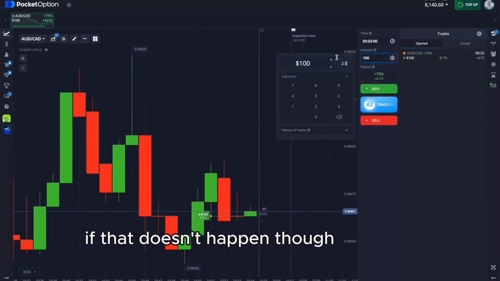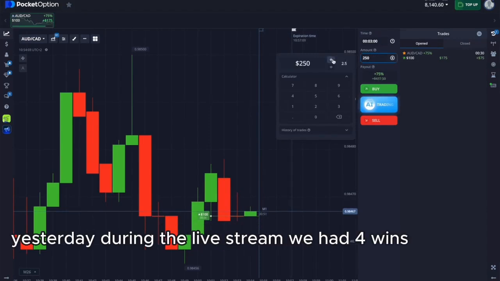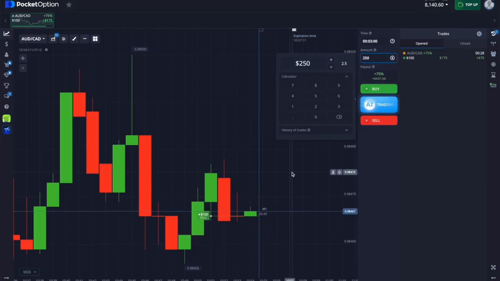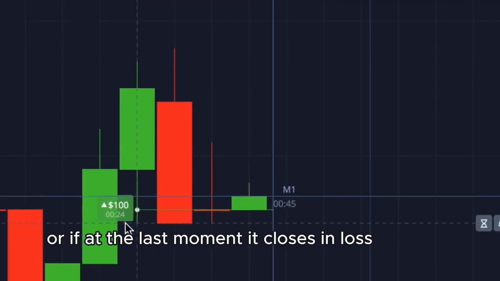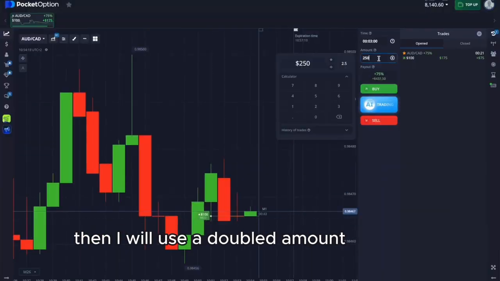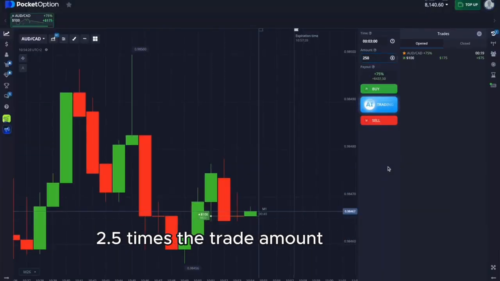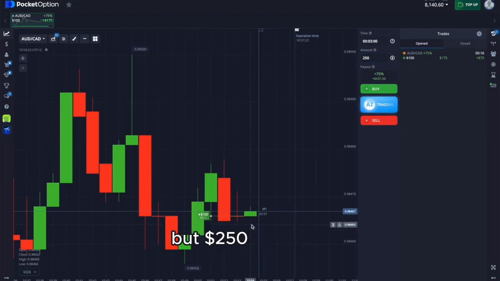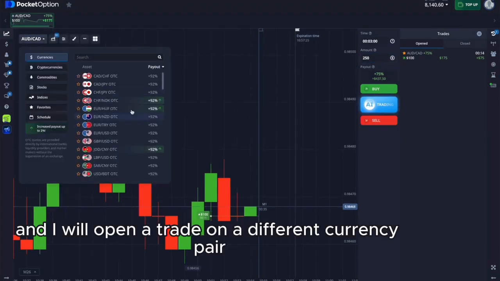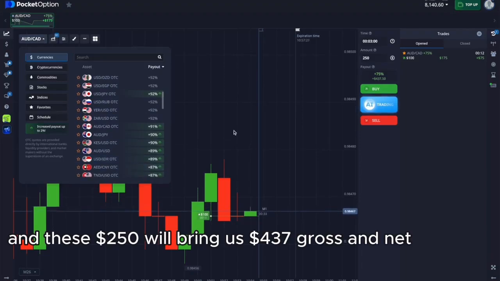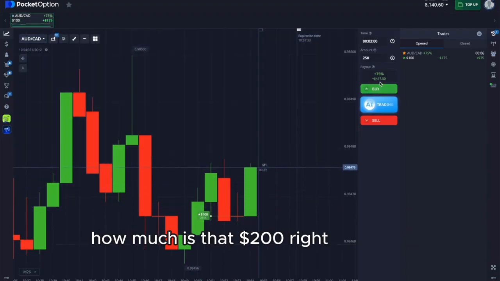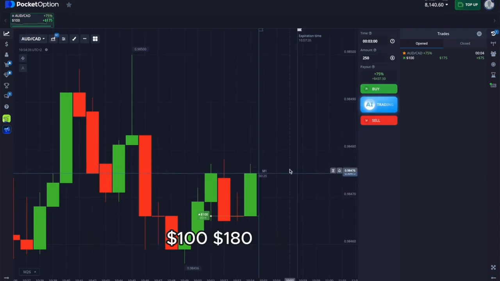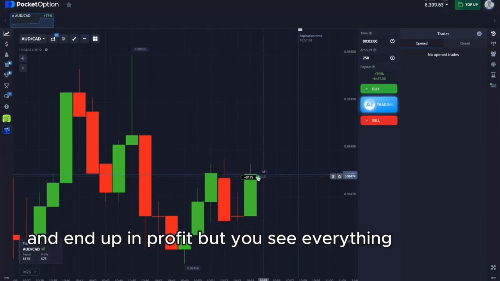If that doesn't happen though, yesterday during the live stream we had 4 wins, 3 clean ones and 1 with insurance. If it closes in profit, fine, but if at the last moment it closes in loss, then I will use a doubled amount, 2.5 times the trade amount, in other words not $100 but $250, and I will open a trade on a different currency pair. And these $250 will bring us $437 gross, and net, how much is that? $200, right? $100, $180, let's round down. And we'll recover the loss from the first trade and end up in profit.